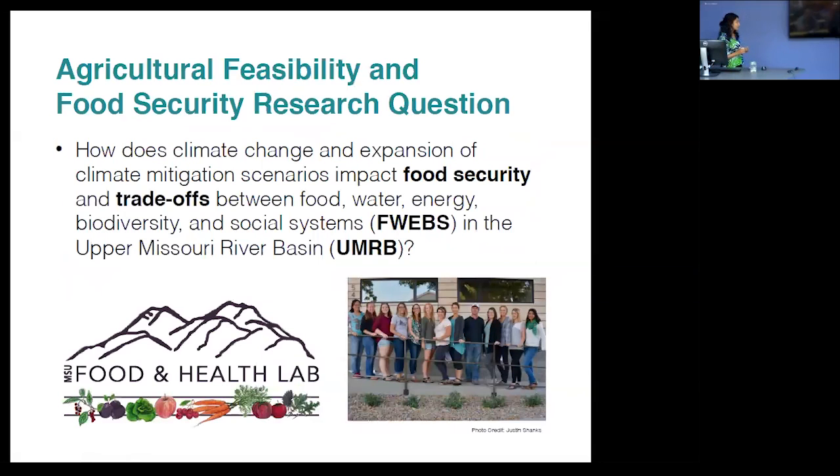And I'm just going to provide a bit of a snapshot of some of the activities that my students have been carrying out in the Food and Health Lab, contributing to the overall Track 2 project. My role in the project is really to look at agricultural feasibility and the food security aspects of the trade-offs of food, water, energy, biodiversity, and social systems with various climate mitigation strategies. And that is a picture of my recent undergraduate and graduate students working in the lab this semester.